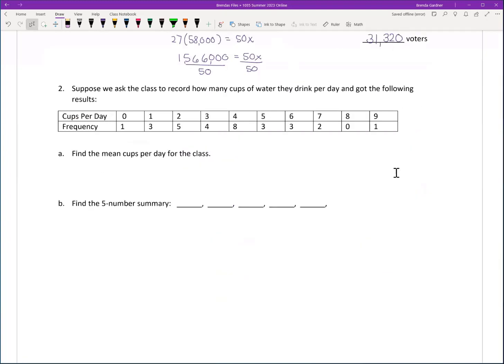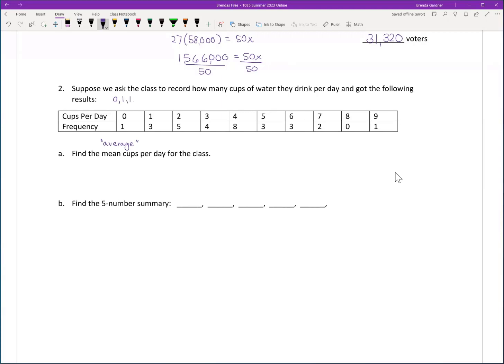Question 2, you are given a table, a frequency table to be more precise. And for the first part, it's asking you for the mean, or in other words, the average, what we typically think of as average, cups per day for the class. Because this is given to me as a table, I have to interpret what this means. So basically, one person drinks no cups of water per day. So I could say that there would be someone who said 0 cups. And basically 3 people drink 1 cup per day.